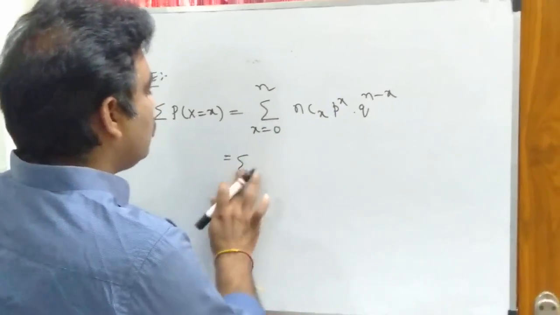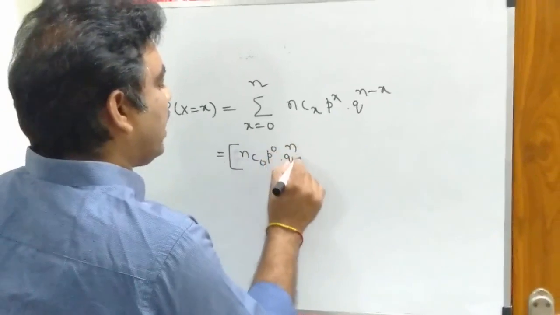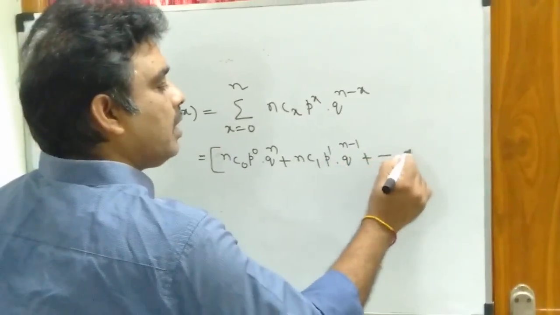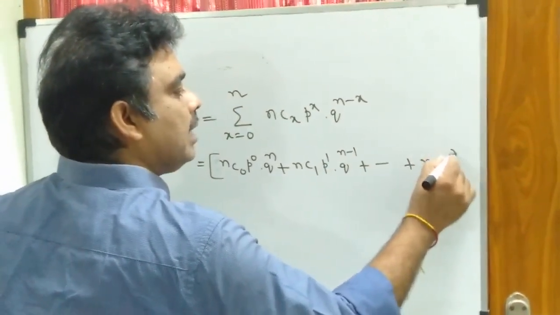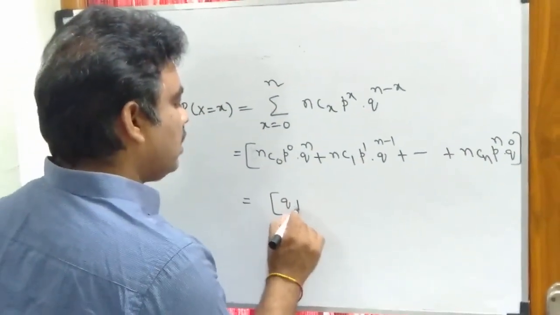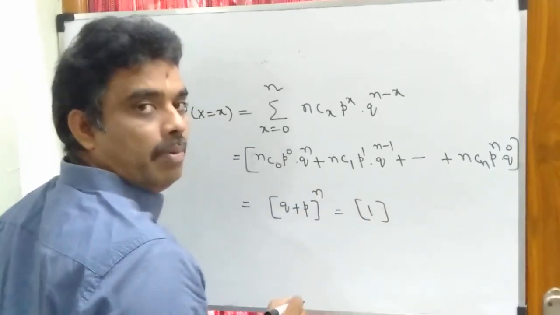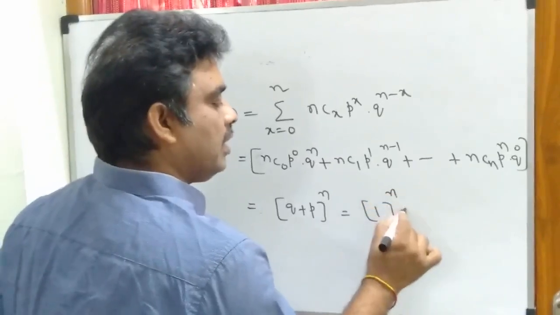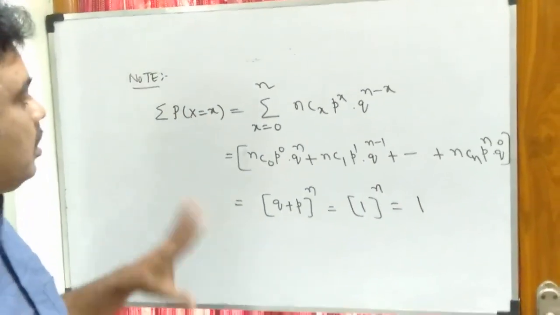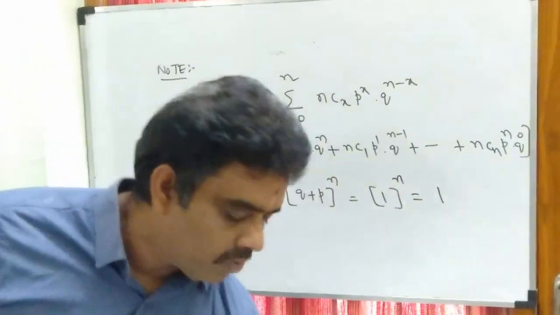On putting x values, the first term is nC0 p^0 q^n, plus nC1 p^1 q^(n-1), plus and so on, up to nCn p^n q^0. So the whole thing can be written as (q + p)^n. But q + p is the sum of all probabilities, success and failure, which is equal to 1. So 1^n is equal to 1. So in this distribution also you can observe that the sum of all probabilities is equal to 1.